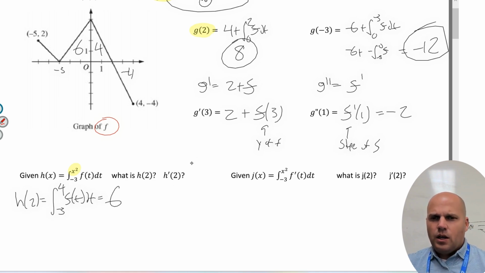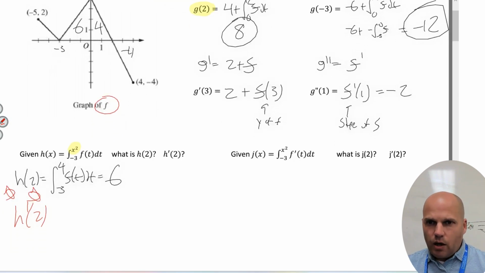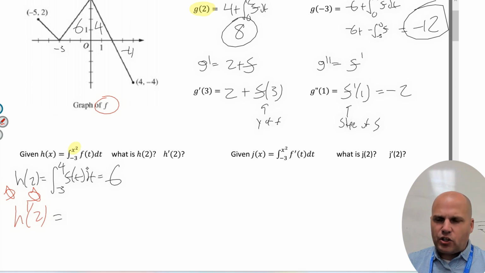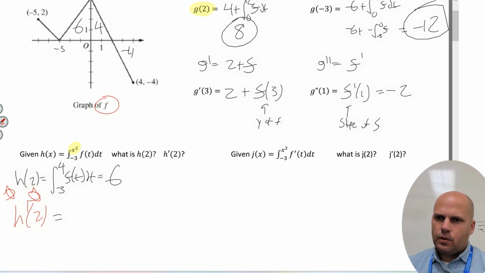Great. And now we get to h prime of 2. Can you get this? Here we go. Well, what is the derivative of this accumulation function with x squared in it? Because of the chain rule, it is f of x squared times 2x minus 0. What? How do you get that? I'm going to show you.